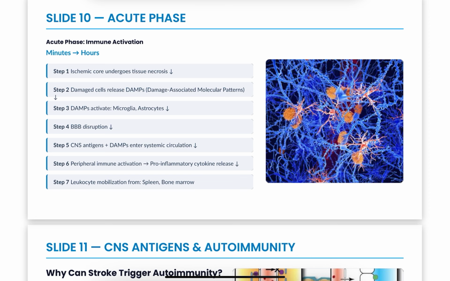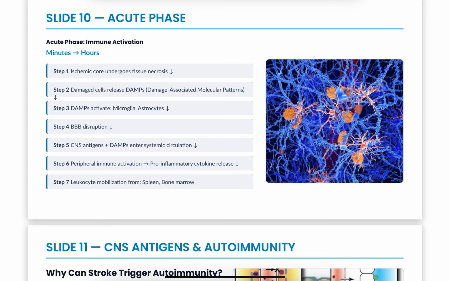Now, these DAMPs will activate what? They will activate the glial cells of the brain, such as the microglia and what? The astrocytes. So it will activate the microglia and the astrocytes. And when it does that, at the same time, the blood-brain barrier is being disrupted. So at the same time, these two are happening.